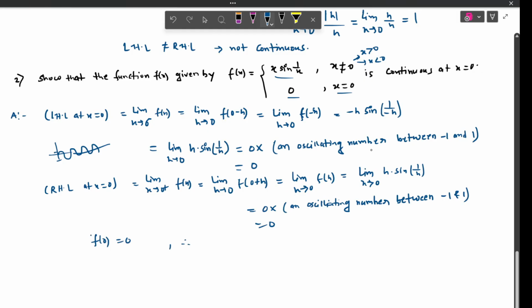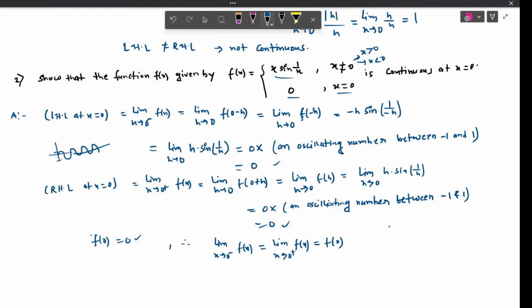So you can say these three values are equal: left hand limit, right hand limit, and the value of the function at that point. So you can say limit x tends to 0 minus f of x is equals to limit x tends to 0 plus f of x is equals to the value of the function at that point. So that means it is continuous at x equals to 0. This function is continuous at x equals to 0.